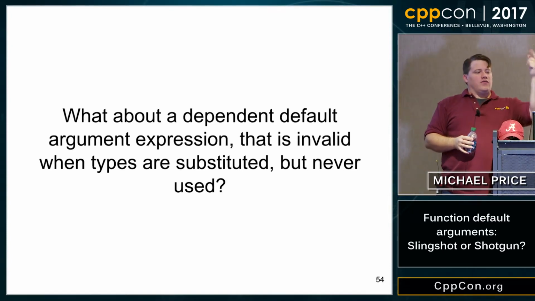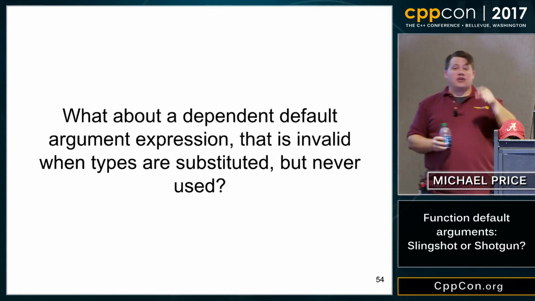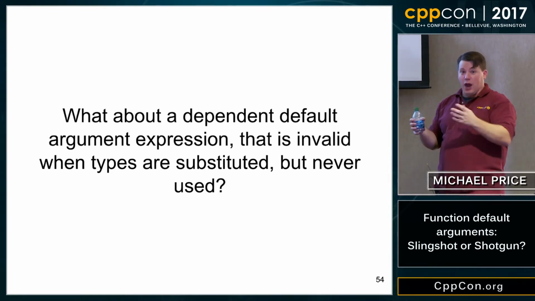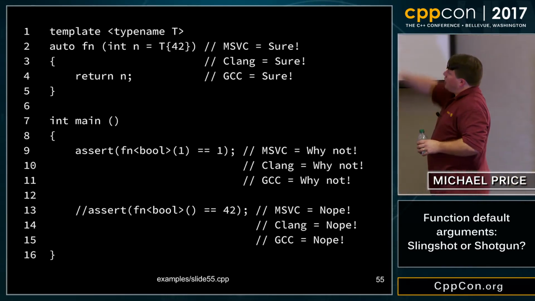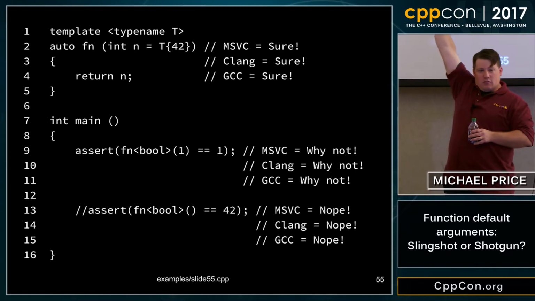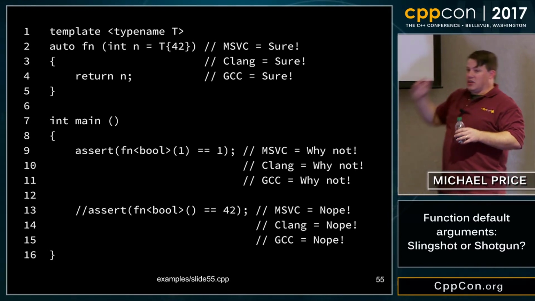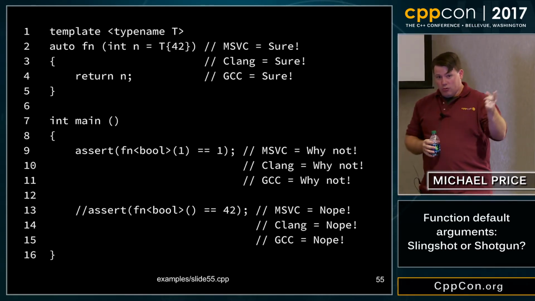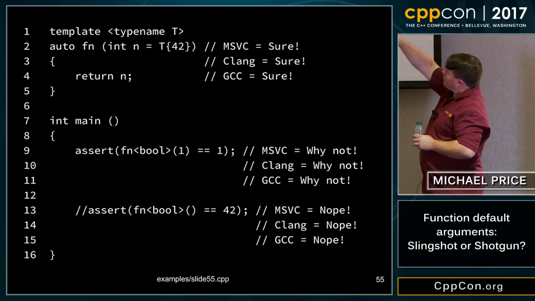What if the default argument is dependent, but it's actually invalid once you determine the dependent type, like you substitute a type in, and now it's invalid? So this time, I'm actually doing this cast with the type that was given to me, on line 2. If I give it an int, it should be sure, peachy. If I give it a bool, like in the previous example, what's going to happen?